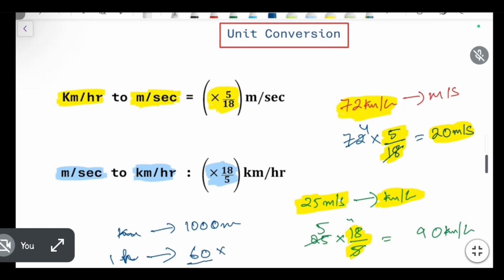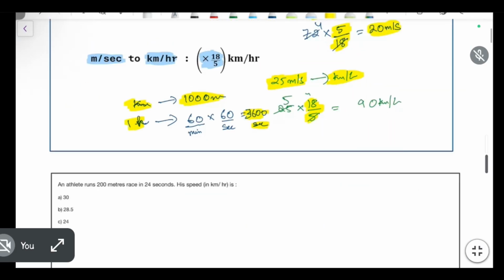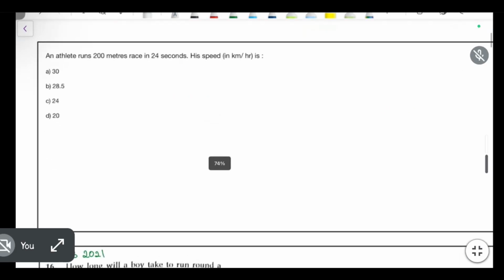This is for minute, that is 60 minute and 60 second. So which is 3600 second. So if you convert from 1 hour to second, then you will get 3600 second. And if you convert from 1 kilometer to this one, then you will get 1000 meter. So if you simplify this one, you will get the same answer as that one. Okay. Next, let's try a simple question.